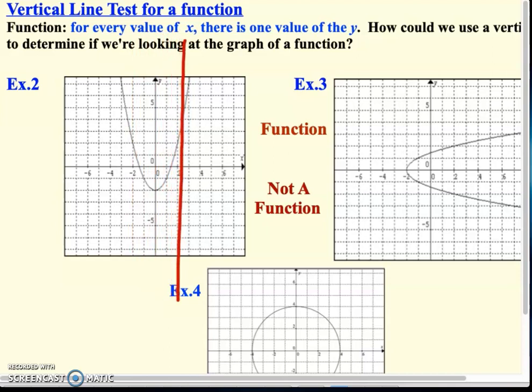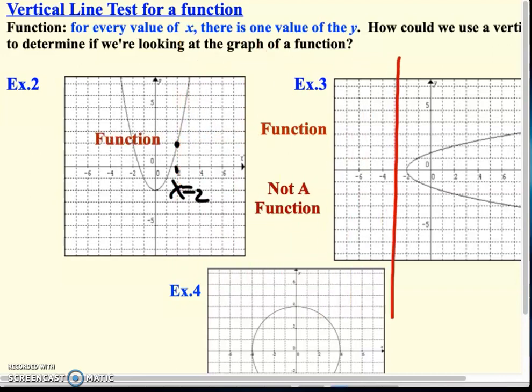So for example, let's say I stop at 2. Right here, X is equal to 2. Now on my graph, I'm hitting that one spot. That vertical line is not touching the graph anywhere else. One X corresponds to one Y. So this one's a function.